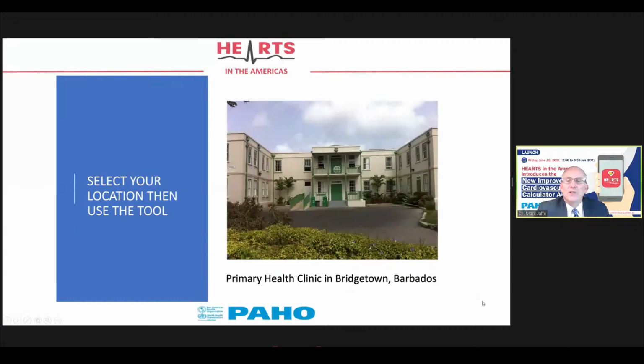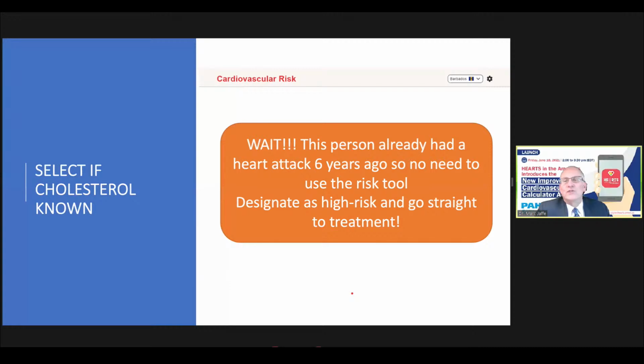And we'll go to Bridgetown, Barbados. And this is a picture from several years ago. And we'll go to the clinic there. And let's go to the next slide. And we'll start that. Hey, wait a minute. This person already had a heart attack. So we're ready to go to the Barbados calculator. We're ready to click that flag. And then we have to remind ourselves, okay, I already know this patient is high risk because they've already had a heart attack.